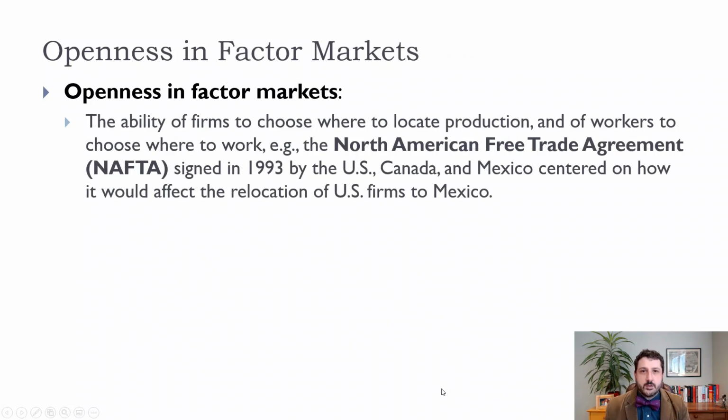And then finally, we want to talk about openness in factor markets. So factors, remember, are the inputs that we use. That's going to be mostly capital and labor that we're talking about. So if we think about something like NAFTA, which was the original North American Free Trade Agreement that was signed in 1993, it was updated a little bit a few years ago. That allowed a lot of production to flow freely between the U.S., Canada, and Mexico. There was a lot of debate about whether it hurt Mexico or was beneficial to Mexico. Same for the United States and Canada.